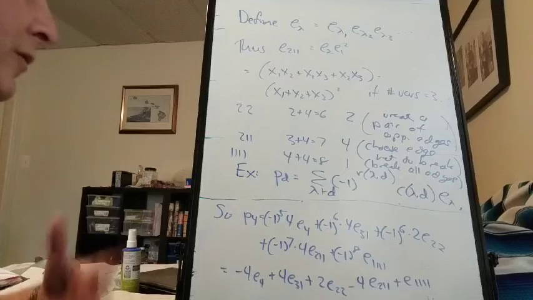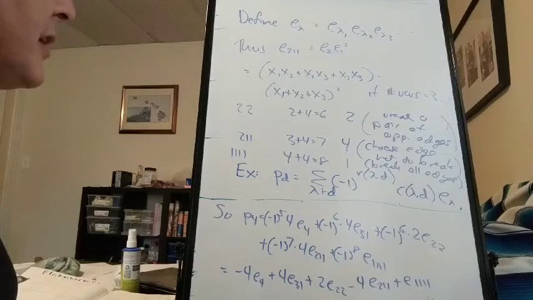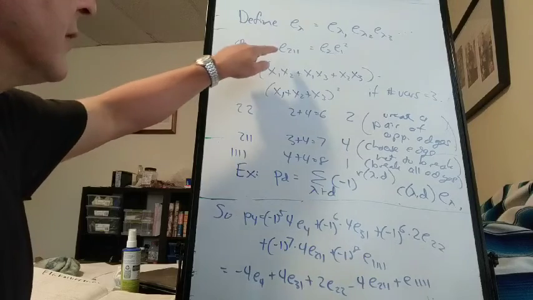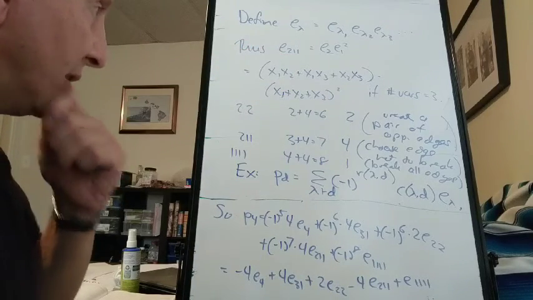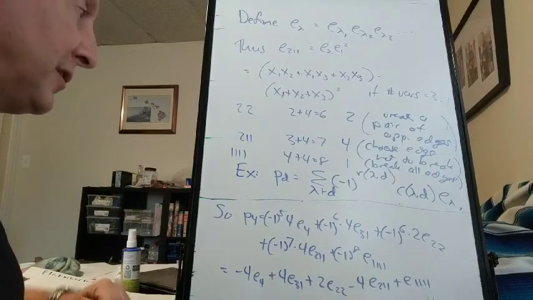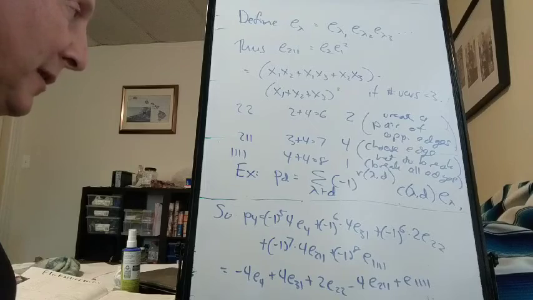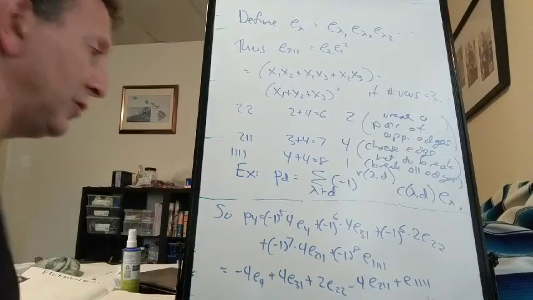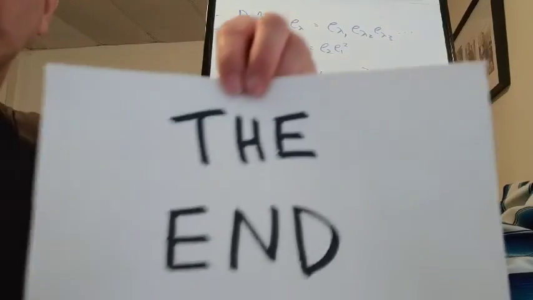So again, we can write any symmetric function as a sum of products of elementary symmetric functions. The products we usually abbreviate this way. So e2, e1, e1 is just written e211. And there are formulas relating many natural symmetric functions to elementary symmetric functions, such as this one, which relates power sum symmetric functions to elementary symmetric functions. The end.